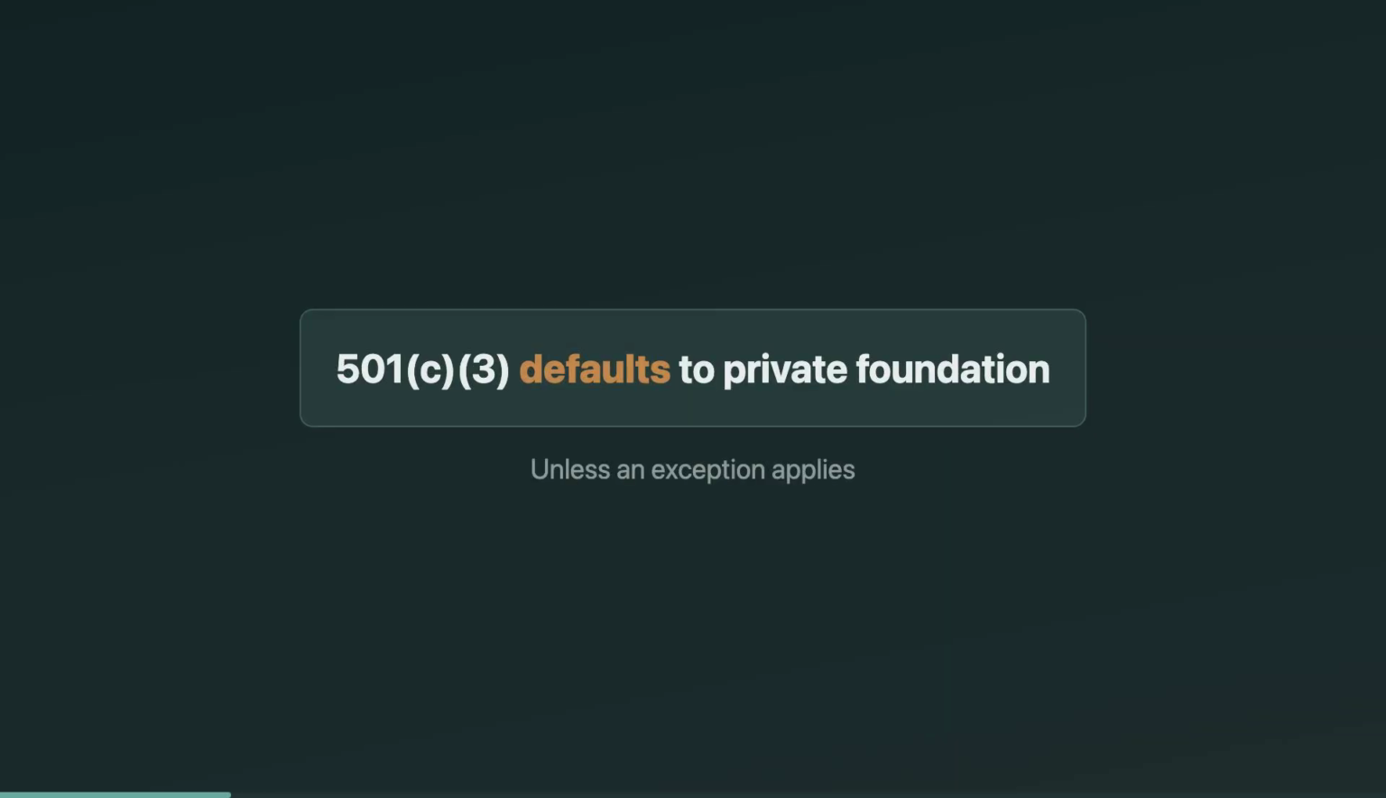On the EA exam, a 501(c)(3) isn't the end of the story. Every 501(c)(3) is classified as either a public charity or a private foundation. Here's the trap. The default assumption is private foundation. So, unless the facts clearly fit an exception, you start from private foundation, then look for reasons it's treated as a public charity.